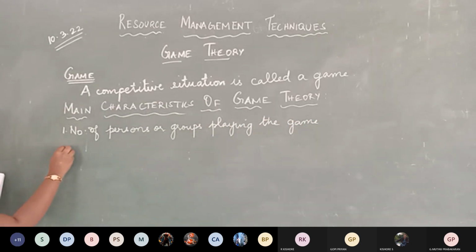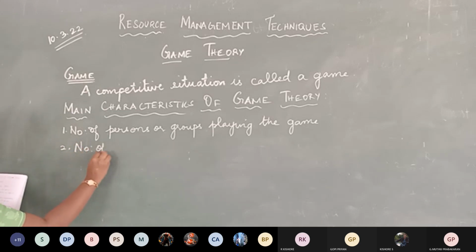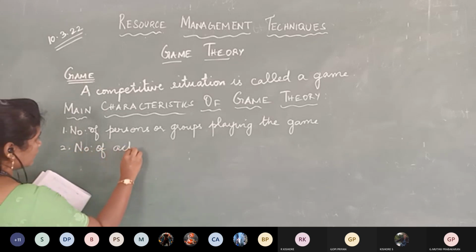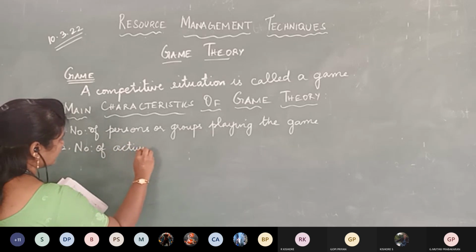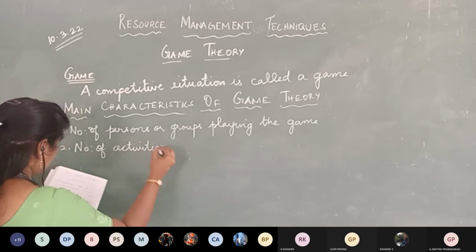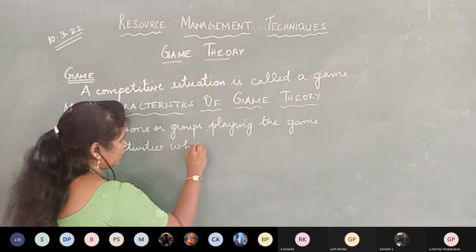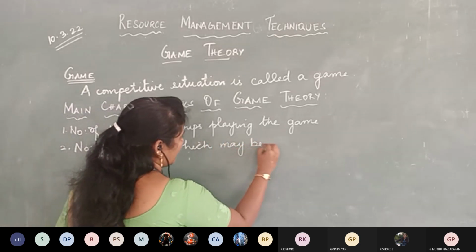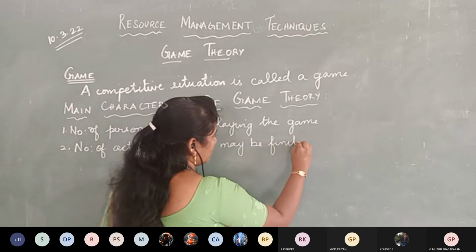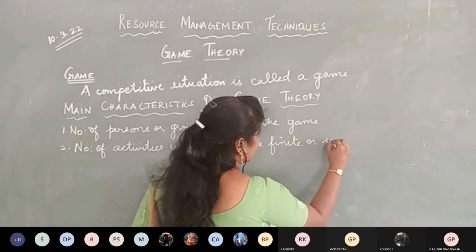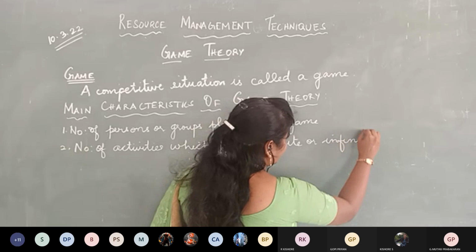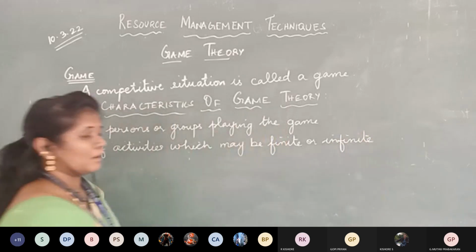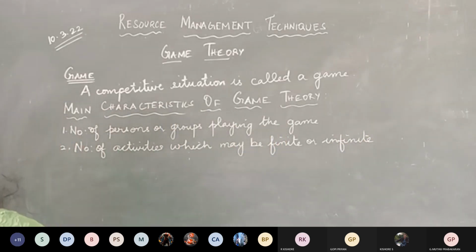Then the second one, number of activities. Number of activities which may be finite or infinite. May be finite or infinite.